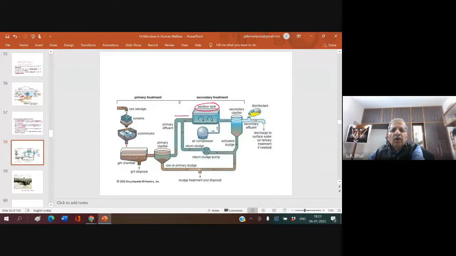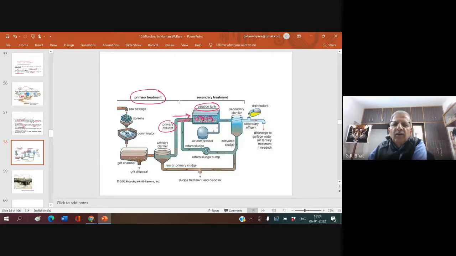What is coming through this? Primary effluent. Where has it come from? It has come from the primary treatment tank to here. Now, what does this arrow mark indicate? The arrow mark indicates there is constant mechanical agitation, shaking.